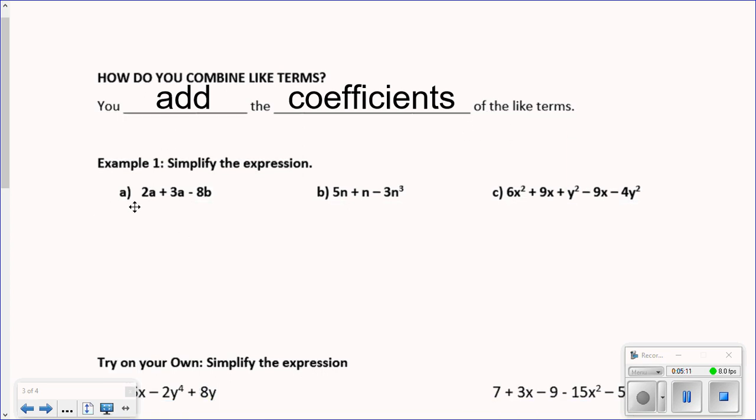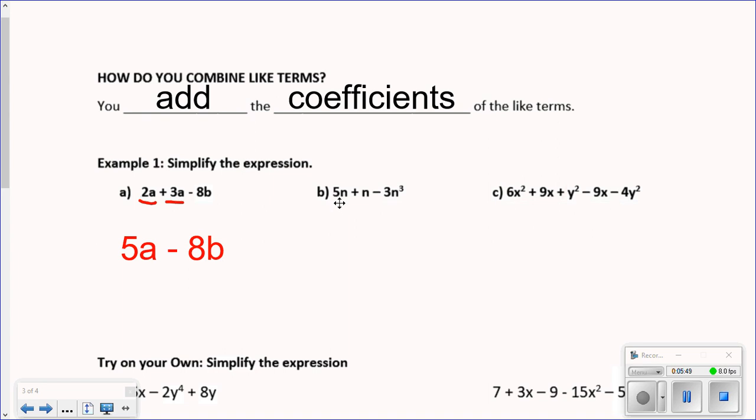So here's an example. We have 2a plus 3a minus 8b. Well, 2a and 3a are like terms because they both have a single a. So to combine them, we're just going to take the 2 that's in front of this one and the 3 that's in front of this one, and we're going to add them together. So 2 plus 3 gives us 5, and so when we combine like terms, we actually get 5a. The minus 8b isn't combinable with anything, so we just bring it down. So it's going to be 5a minus 8b.